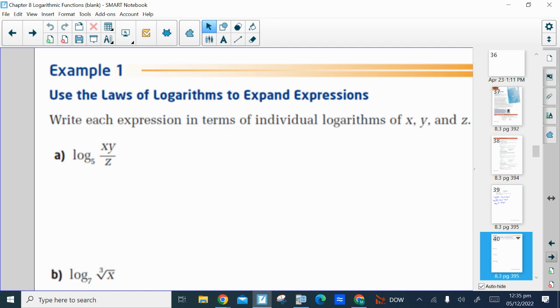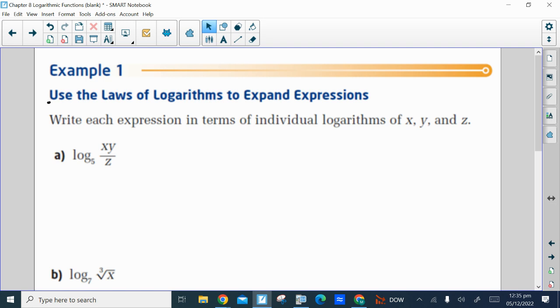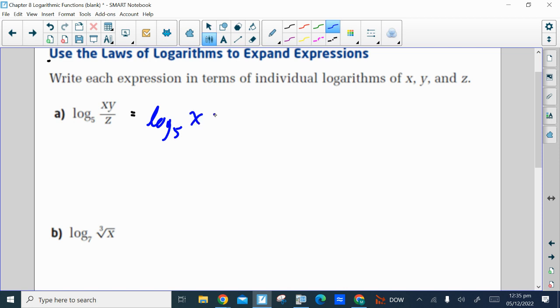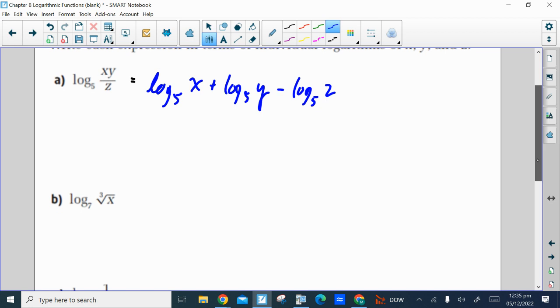So on page 40, we're asked to write each expression in terms of individual logarithms x, y, and z. So when you use these laws, the bases stay the same. These will all be logs with a base of 5. And because on top the x and y are multiplied together, that's the product law. That'll be log base 5 of x plus log base 5 of y. And then because it's divided by z, that's the quotient law. So you have minus log base 5 of z. So that's what we're asked to do. Write them in terms of individual logarithms x, y, and z.